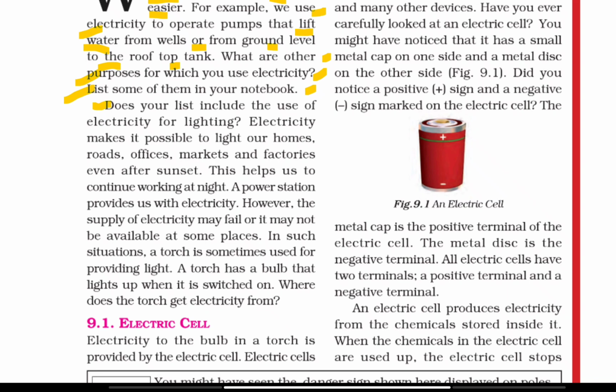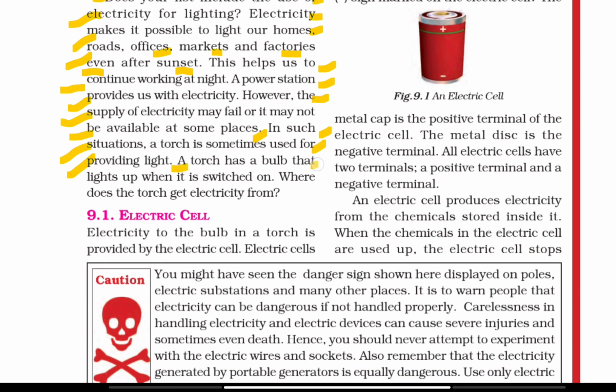Does your list include the use of electricity for lighting? Electricity makes it possible to light our homes, roads, offices, markets and factories even after sunset. This helps us to continue working at night. A power station provides us with electricity. However, the supply of electricity may fail or it may not be available at some places. In such a situation, a torch is sometimes used for providing light.